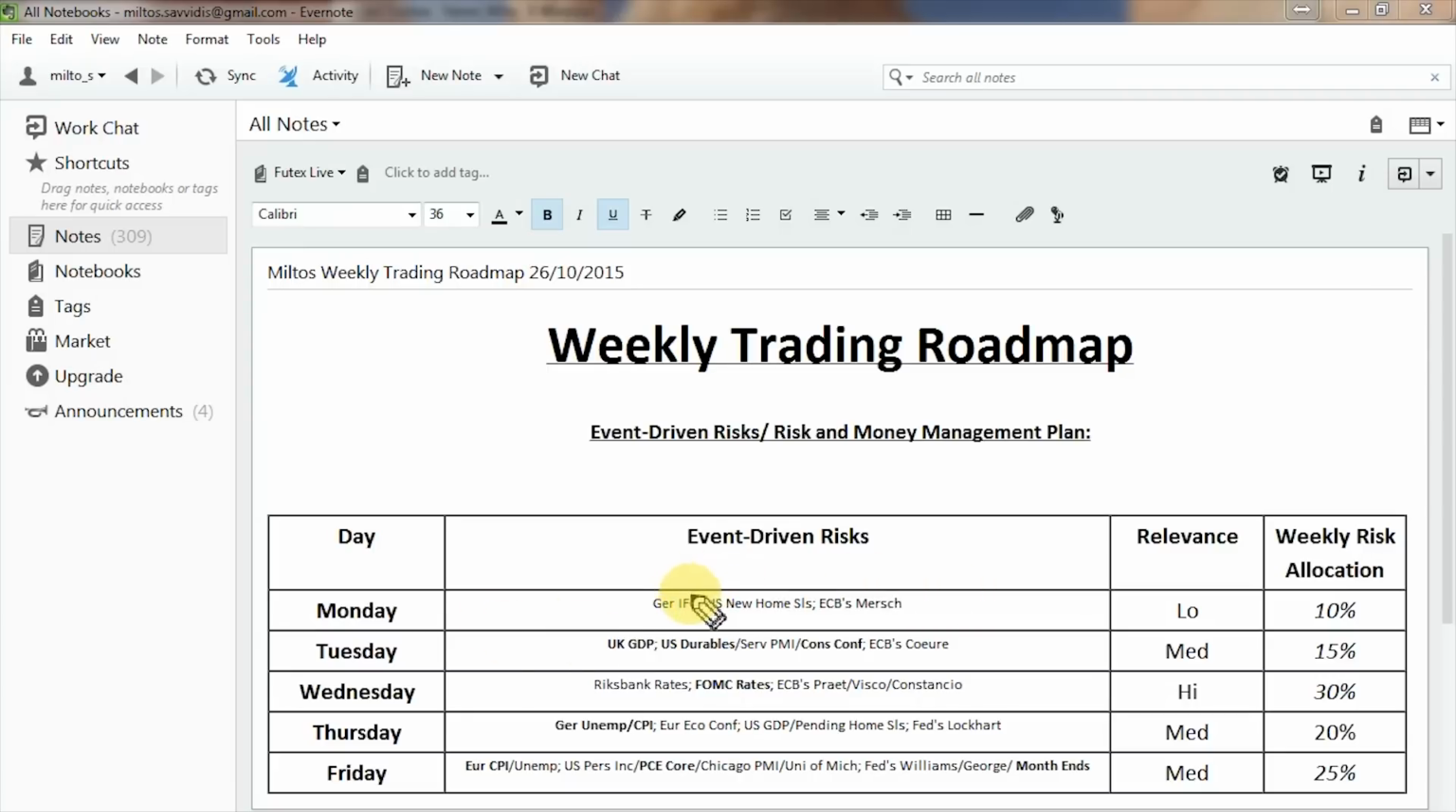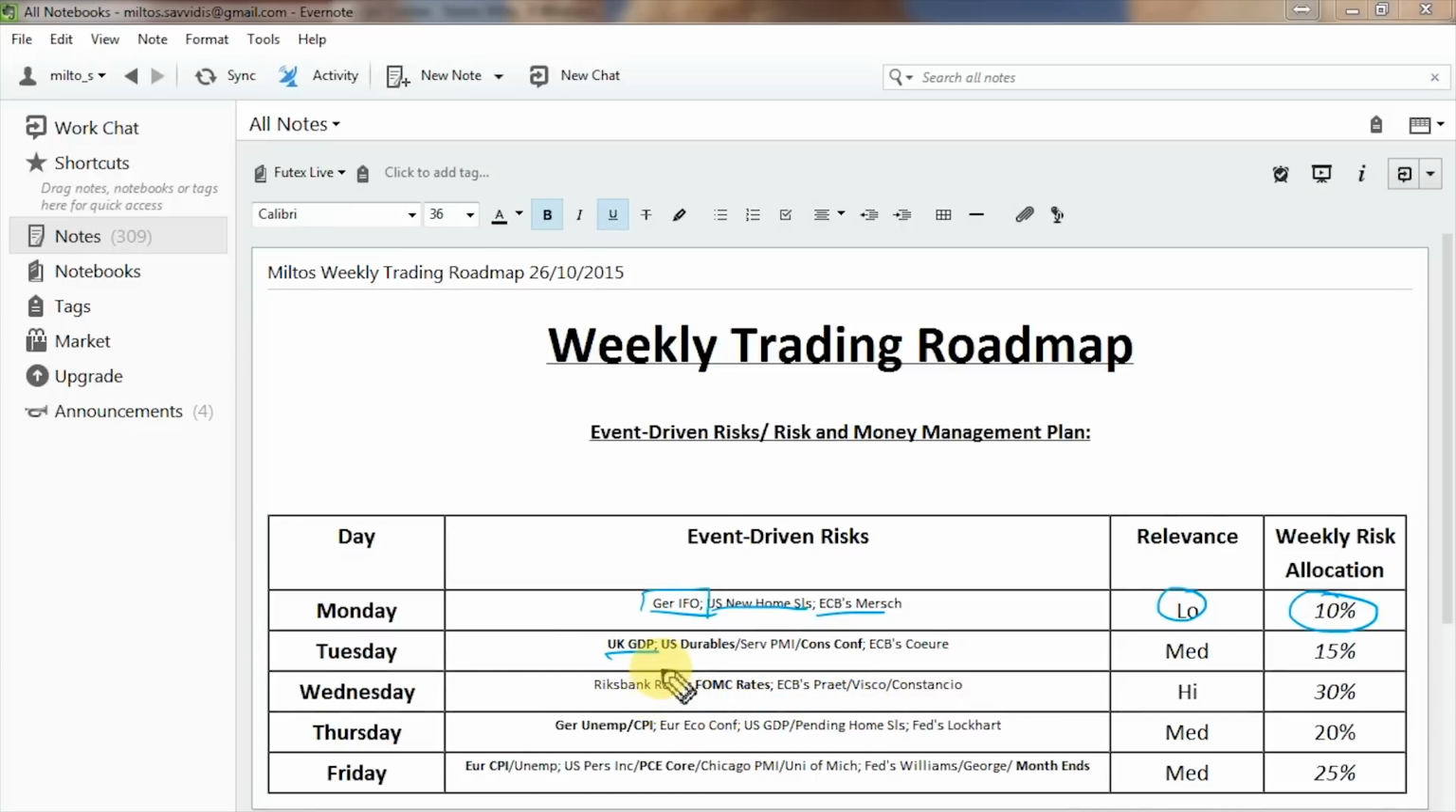So starting with Monday, not really much going on. Nothing that's going to be particularly too volatile or something that we're looking at really. U.S. new home sales, German IFO hasn't really been that volatile recently, so don't pay too much of your time on that. We've got the ECB's Mersch also speaking. I've got a pretty low relevance on the lot of Monday, so I'm giving myself very little risk allocation, about 10%.